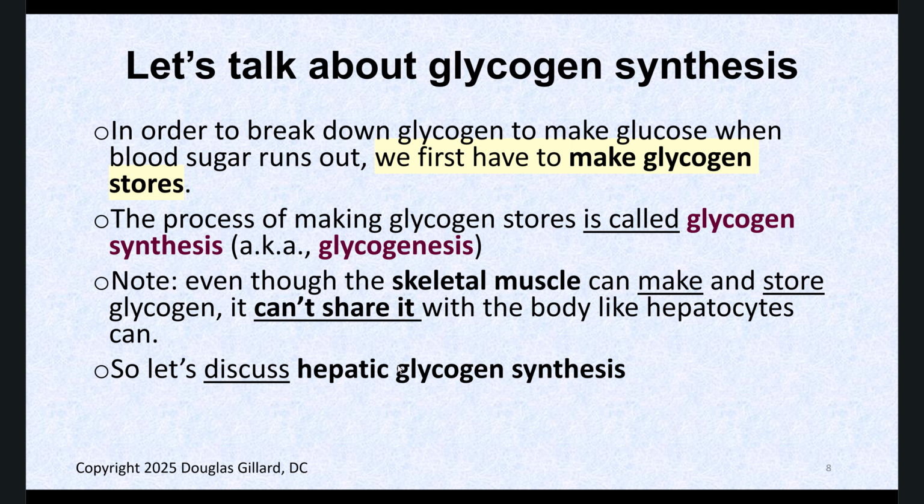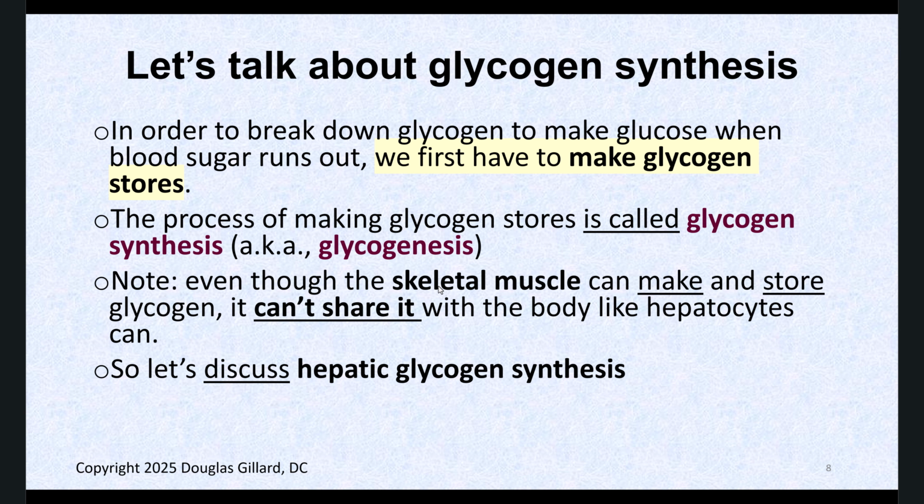So before we talk about breaking down the glycogen, it's probably smart to talk about making it first, because if you don't store glucose for a rainy day as glycogen, then there's nothing to break down. So we're going to talk about glycogen synthesis first, also called glycogenesis.